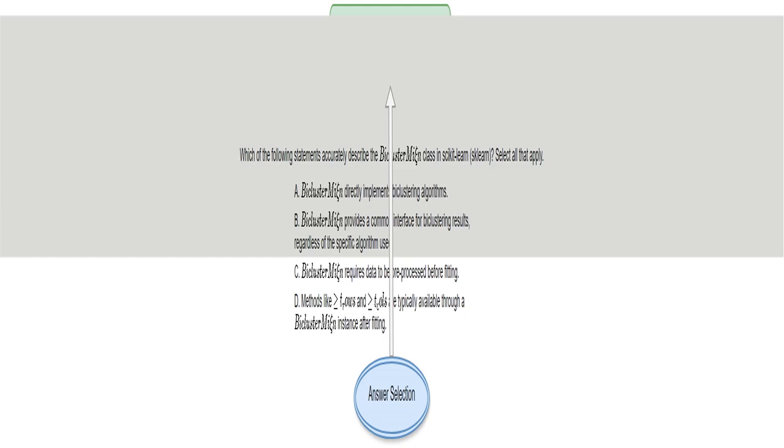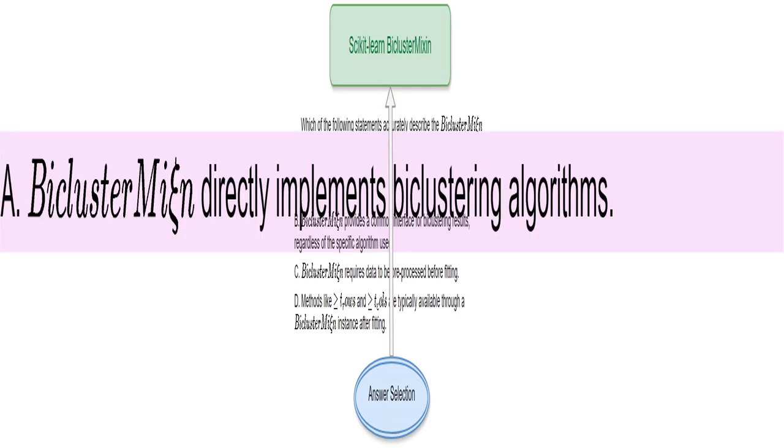This is a multiple-choice question. You must choose all the options accurately describing the BiclusterMixin class. Let's break down each choice. This statement is incorrect.